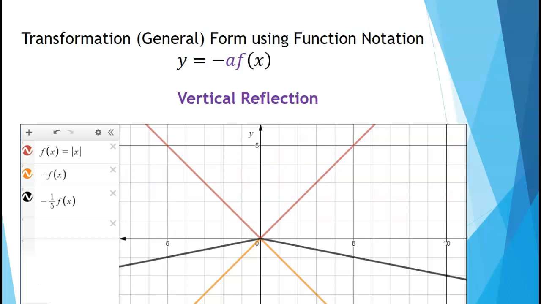So in this case, a would have its default value of 1. But if I combine that with a value such as 1/5, then I get the vertical compression, which makes it wider, in addition to the vertical reflection. That would be the black graph right here.